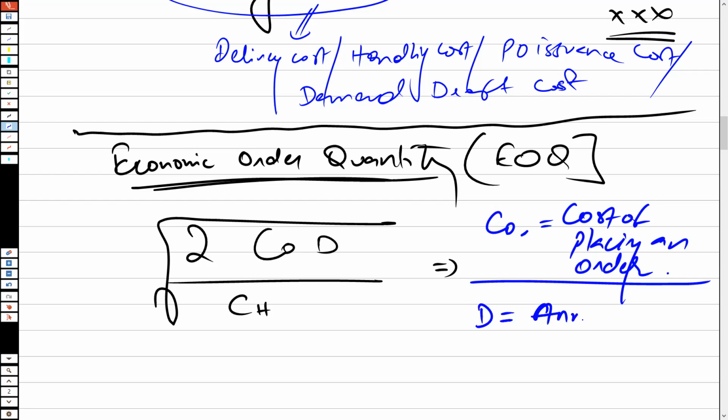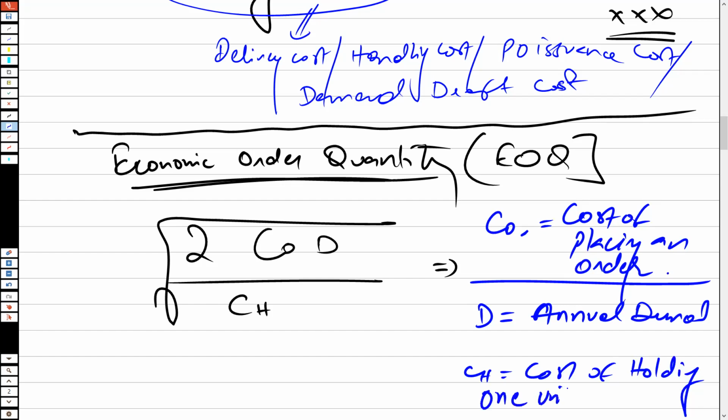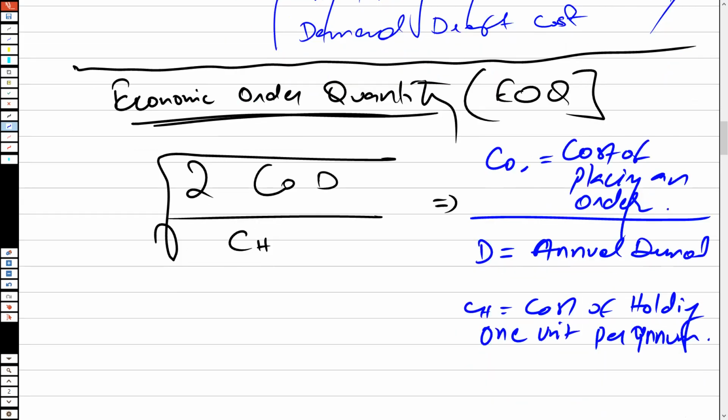The D is the annual demand. CH is the cost of holding one unit per annum. So basically, when we talk about the economic order quantity model, it has these things. CO is the cost of placing an order. D is the annual demand. CH is the cost of holding 1 unit per annum.